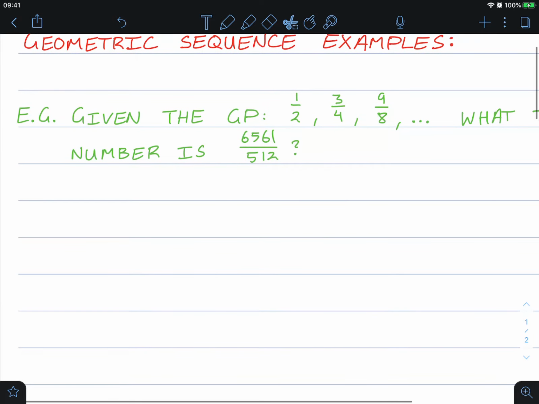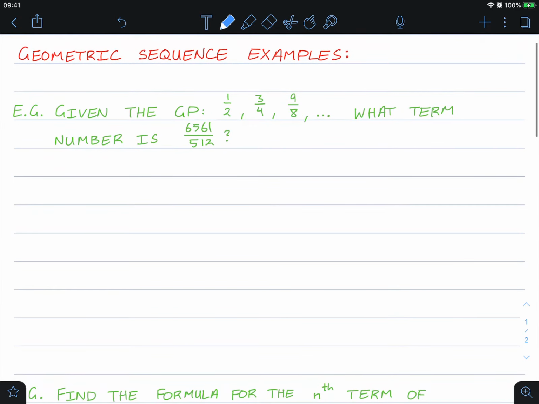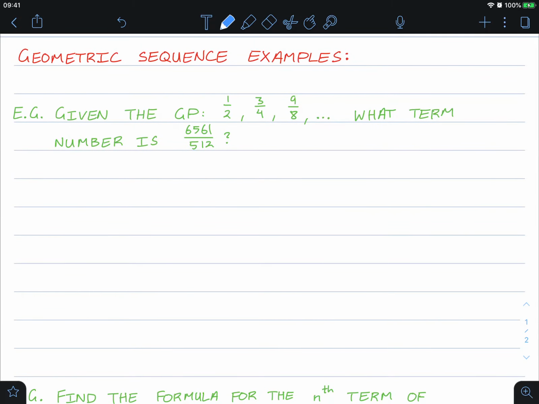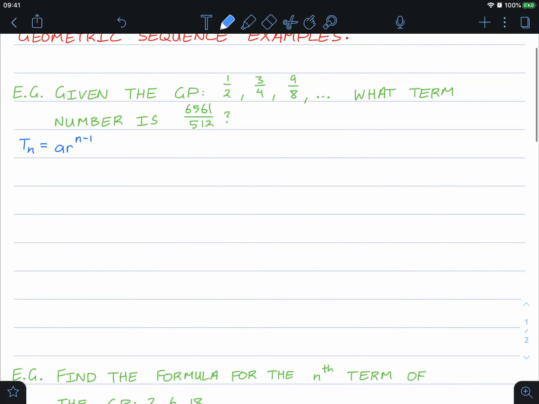So here we go. Given the GP, half, 3/4, 9/8, etc., what term number is 6561 over 512? As before, we need some expression for Tn. To find Tn for a geometric progression, in case you've forgotten, is a r to the power of n minus 1. So we can easily see that a is half. Common ratio is not as easy. It's 3 over 4 divided by a half.